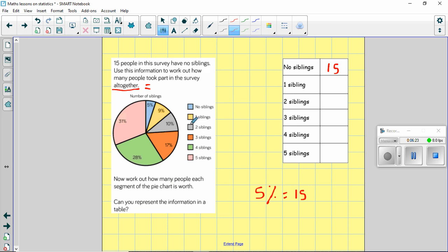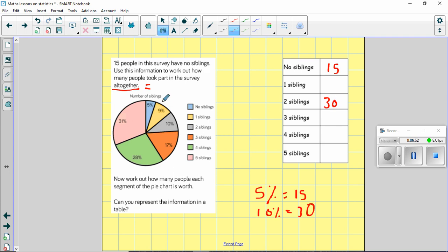Right, the next one. Okay, the next easiest I think is going to be this 10%. So if 5% is 15, to get 10%, obviously 5 doubled is 10, so I would double 15 and I would get 30. Now don't just fill it straight in there, but you've got to see what section it is. So it's the purpley grey, which is 2 siblings. So 2 siblings is 30.